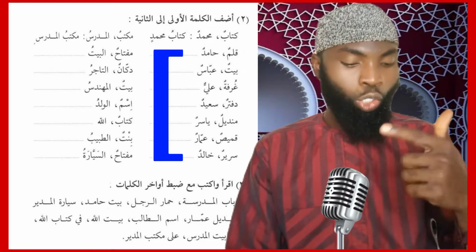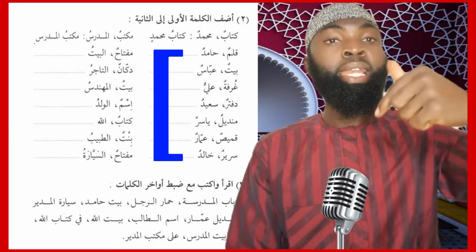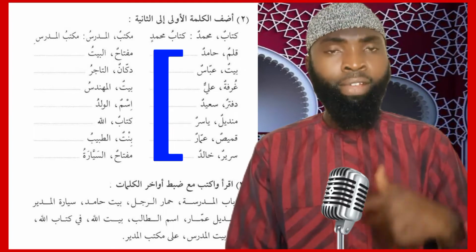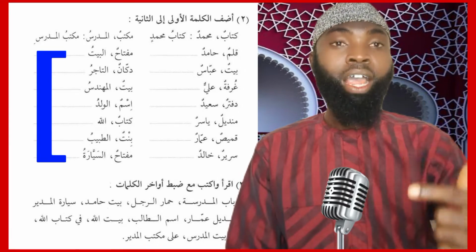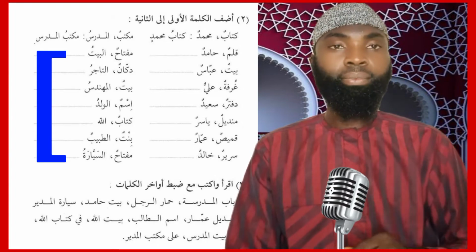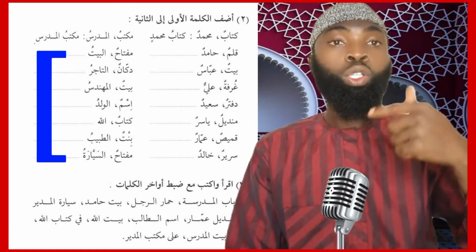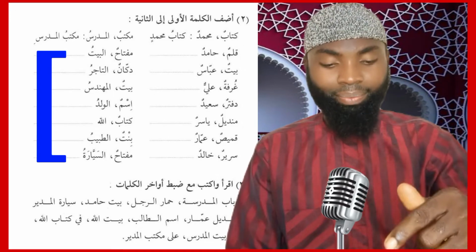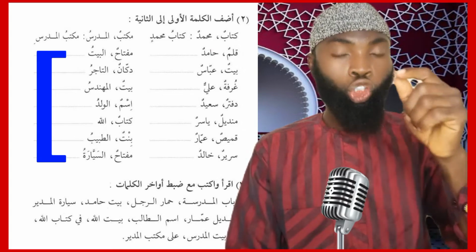Then we have sarirun khalidun. We can say sariru khalidin, Khalid's bed. Then we have miftahun al-bayti. What do we say? Miftahul bayti, the house key. Then we have dukanun at-tajiru. So we say dukanu tajiri, the merchant's shop or the trader's shop.